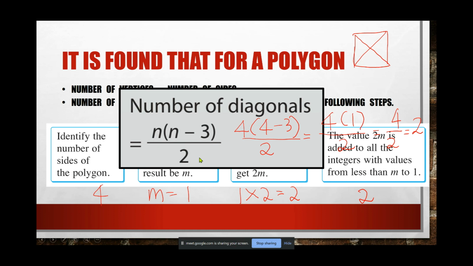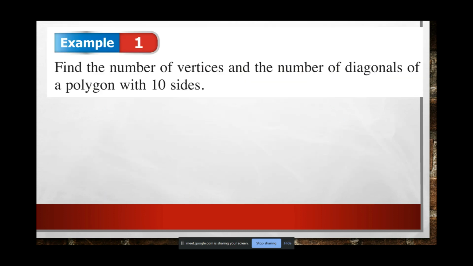So now let's look at example 1. Find the number of vertices and the number of diagonals of a polygon with 10 sides. What is the name of the polygon with 10 sides again? Decagon. Wow, you can memorize very well already. So we are going to find the number of vertices. If it is a decagon, a polygon with 10 sides, how many vertices do they have?